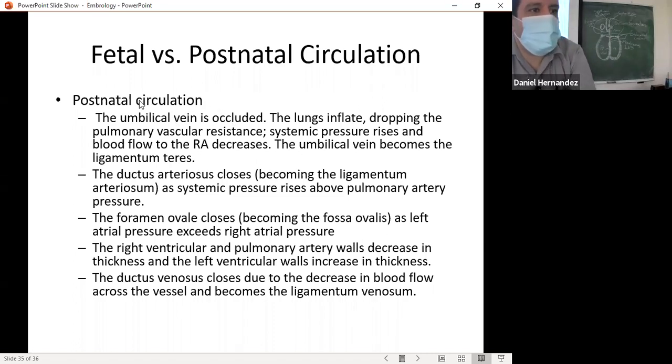So postnatal circulation. The umbilical vein is occluded. The lungs inflate, dropping the pulmonary vascular resistance. Systemic pressures rise and blood flow to the right atria decreases. The umbilical vein becomes the ligamentum teres in the liver.